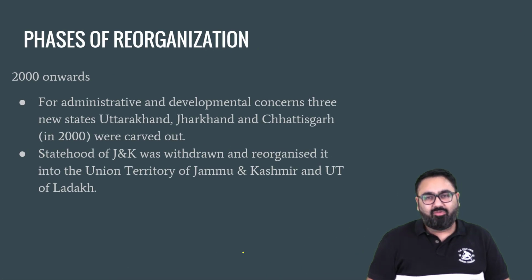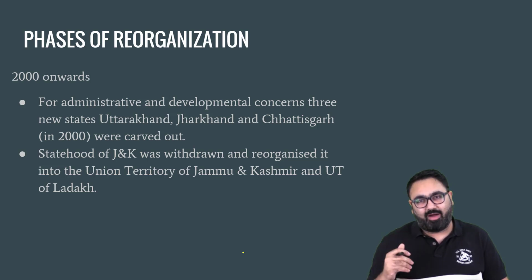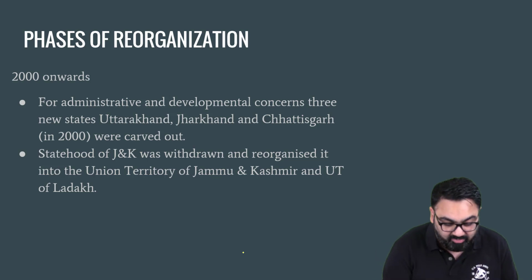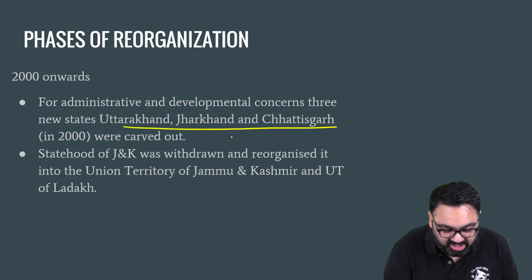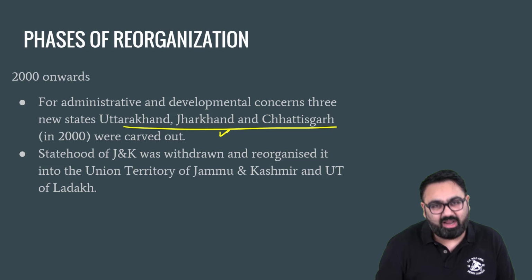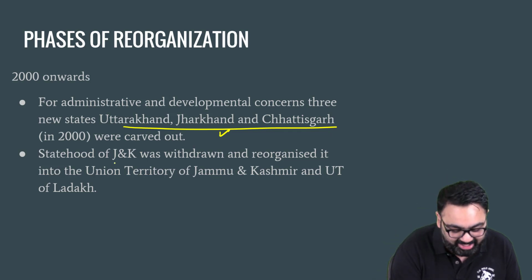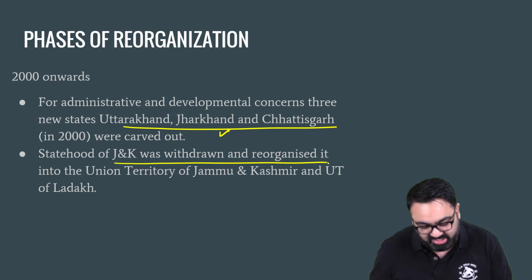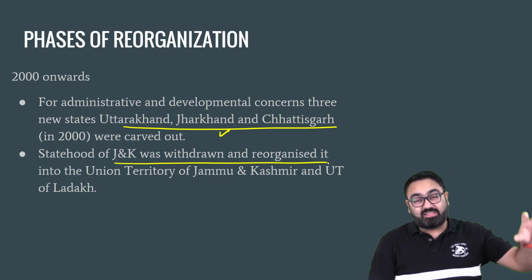Post 2000 was an era where three states were carved out in 2000, and then Telangana was carved out in 2014. So we had Uttarakhand, Jharkhand, Chhattisgarh. Then we had Telangana coming out in 2014, and then the statehood of Jammu Kashmir was changed. It was reorganized into Jammu Kashmir and Ladakh. These are the different phases.